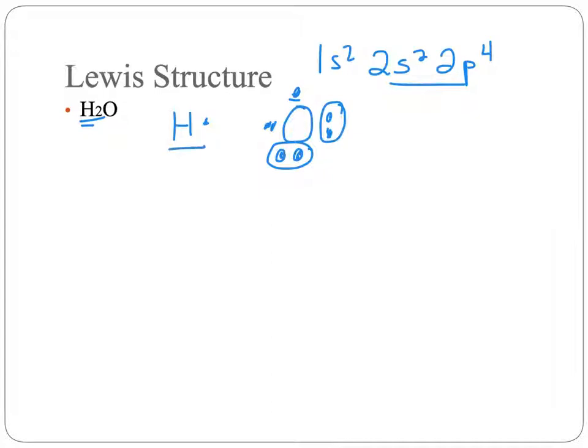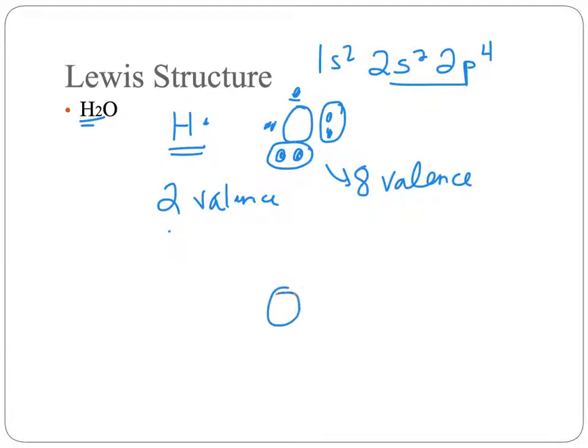Now hydrogen, as I said earlier, is sort of our exception to the rule. It wants 2 valence electrons, not 8. But the oxygen wants 8. So oxygen wants 8 valence electrons, and hydrogen wants 2. So if you kind of rearrange things, we take our oxygen here, we'll leave our 2 lone pairs over there, here's our oxygen, and we're going to bond it to hydrogen.